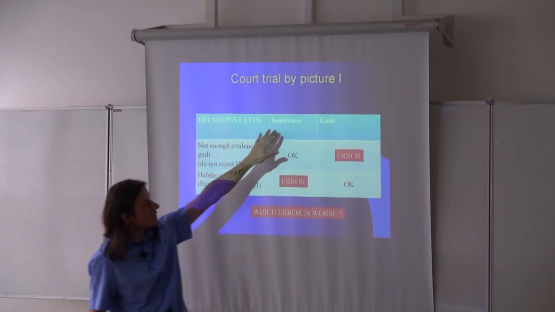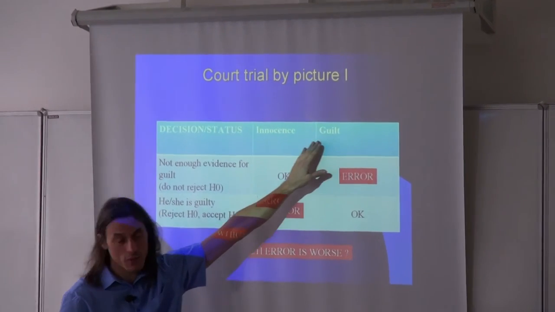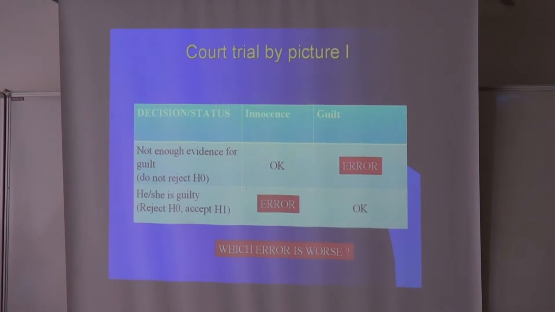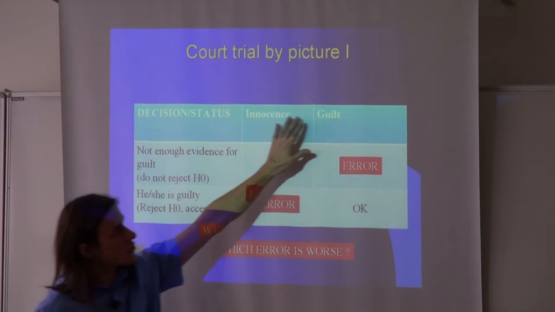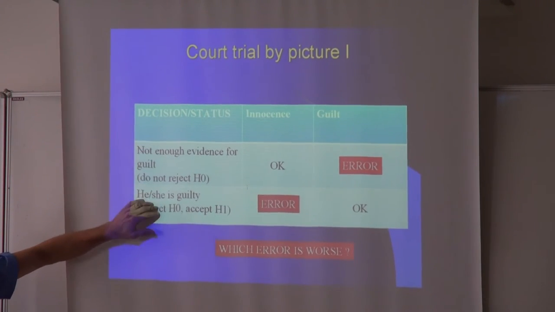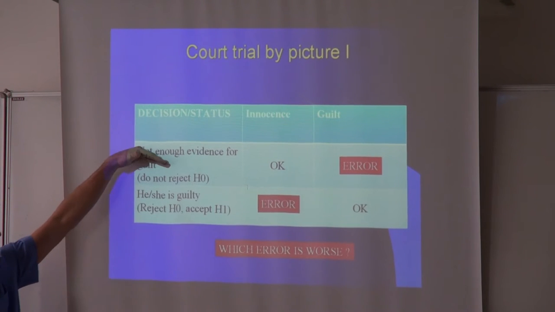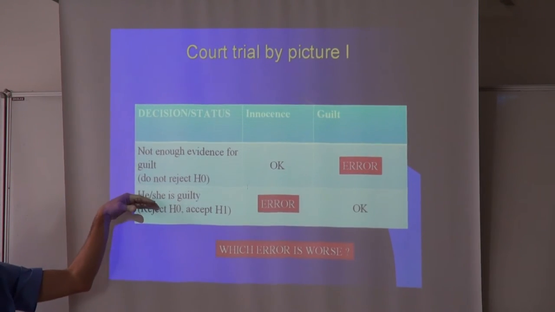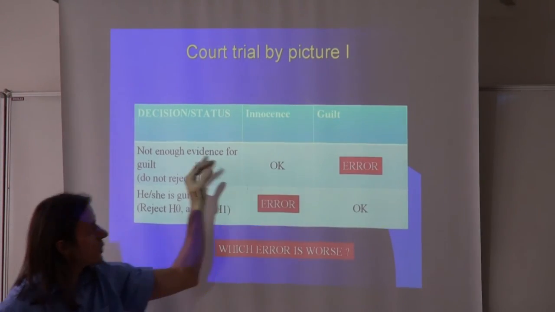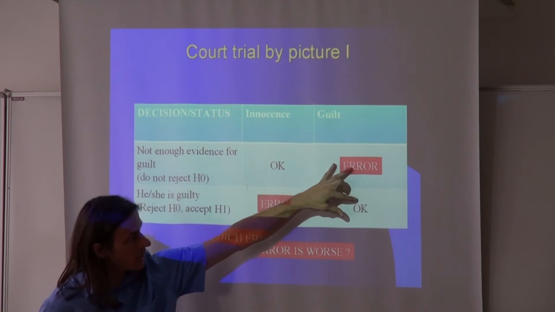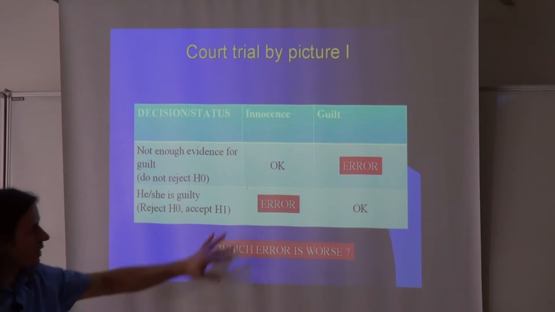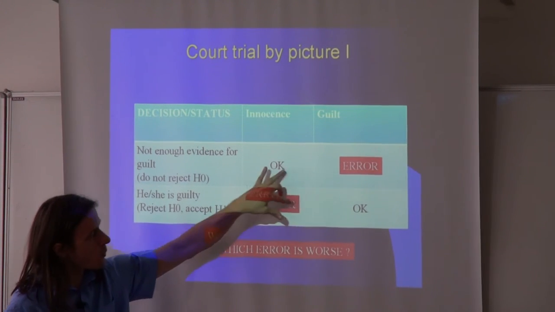So in reality, these are these two columns, somebody must be innocent or guilty. Once again, there is no third option. So that's reality, real status. And here is the decision by the court. Not enough evidence, quite weak one, and strong one, he or she is guilty. And if you combine these two and two possibilities, you will get four options. A 2 times 2 table is every time filled by four possible options.